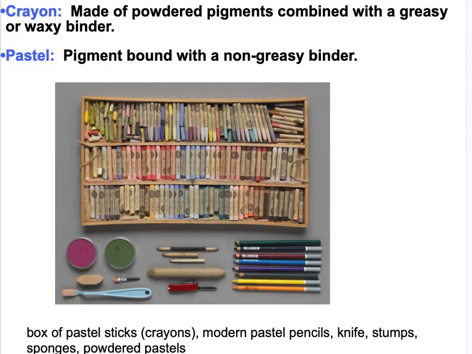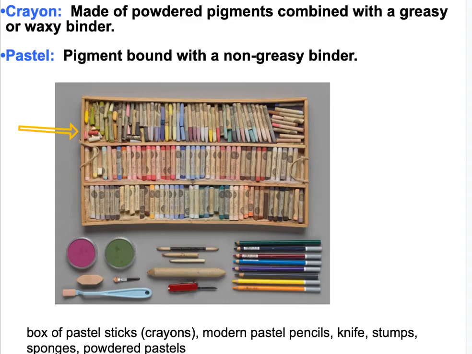So oil pastel is almost in between crayons and pastels, because true pastels are mixed with that non-greasy binder, and they're not waxy, they're not oily when you mark with them. So these are some examples. We have this box of pastel sticks. It's kind of confusing because they're called pastel sticks and crayons, so it's still calling it one thing. In fact, maybe this picture is of oil pastels. I'm not sure. There's oil pastels and then there's just pastels.